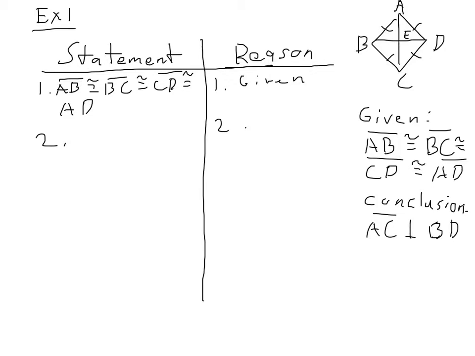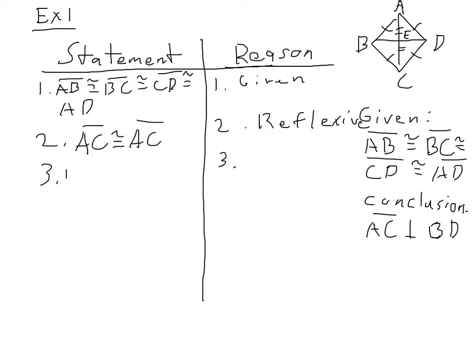For number 2, we're going to do AC is congruent to AC through the reflexive property. So that makes that congruent to each other. And then moving on to step 3, we're going to do that BD is congruent to BD, also through the reflexive.